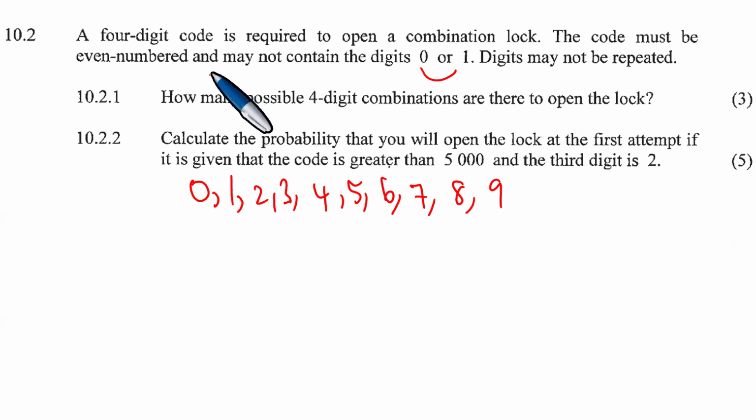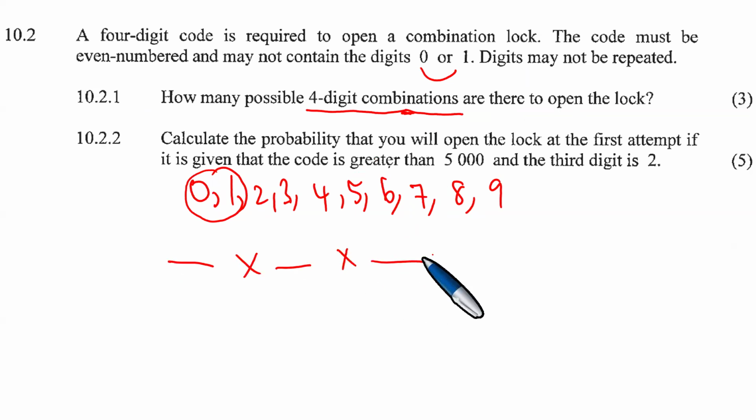Now, the 4-digit code is required to open a combination lock. The code must be even numbered and may not contain the digits 0 or 1. Digits may not be repeated. Because you are dealing with 4-digit combinations, we have exactly the following. But 0 or 1 are out, so you must remove 0 and 1.